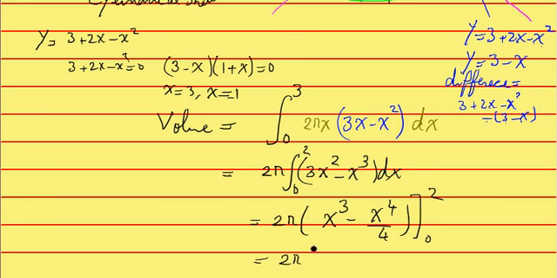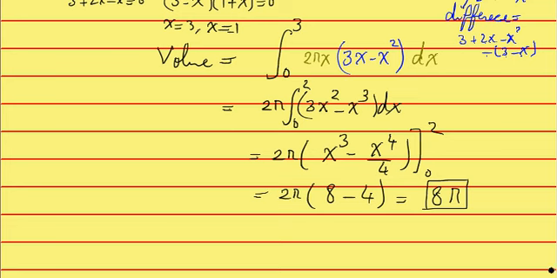This is 2 pi. Plugging 2 in this is 8. Plugging 2 in this one is a 4. 4 times 2 is 8 pi. Okay, so that was not that bad. Next problem here, problem 8b.